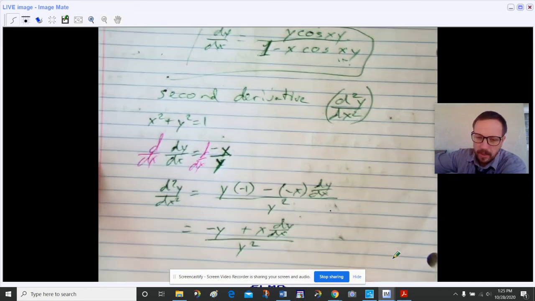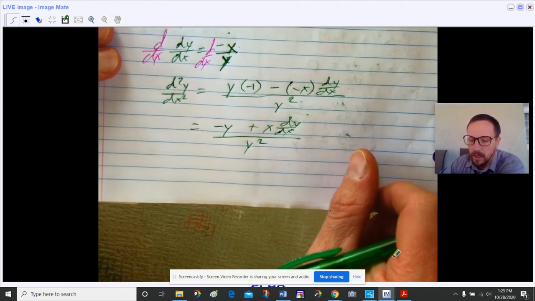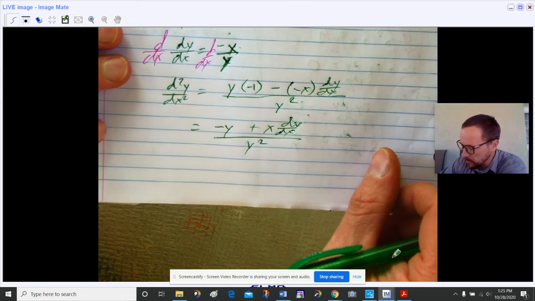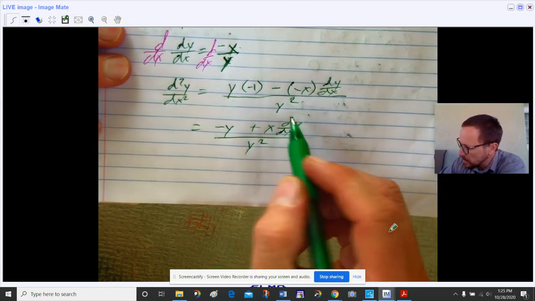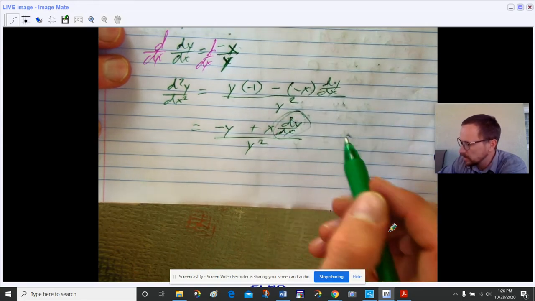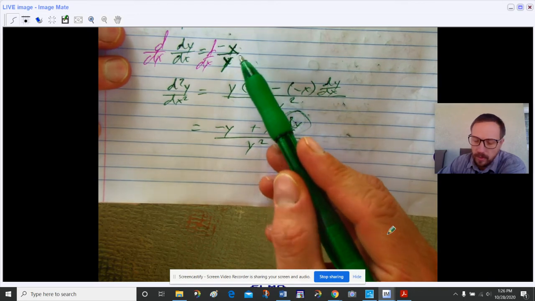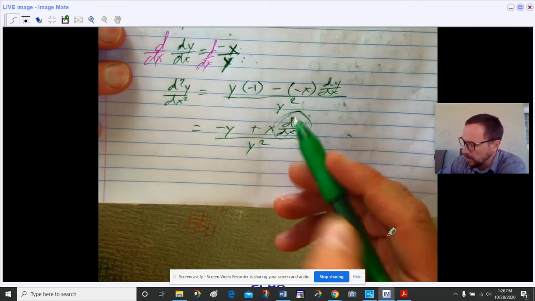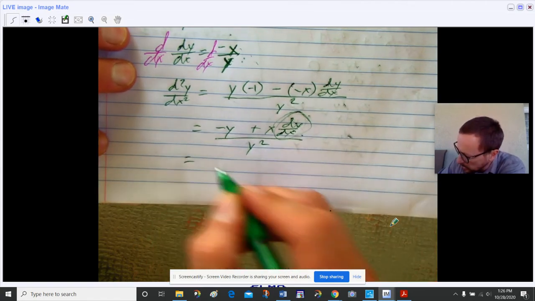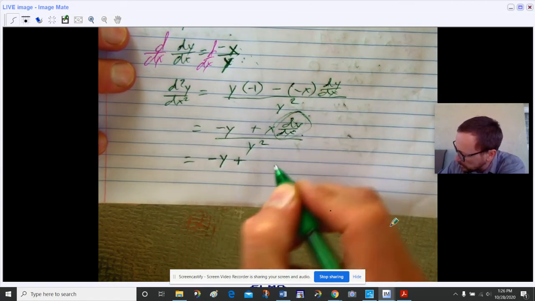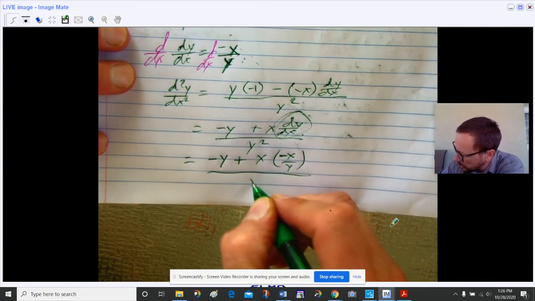Well, that's nice and all if you knew what dy and dx were, but we don't all the time. And so actually what we want to do is put this in terms of x and y. Well, dy over dx, what should we do with that? We found the derivative earlier. It was negative x over y. We already found that derivative. We know what dy over dx is, so we're going to substitute that in. So we'll have negative y plus x times negative x over y, all over y squared.